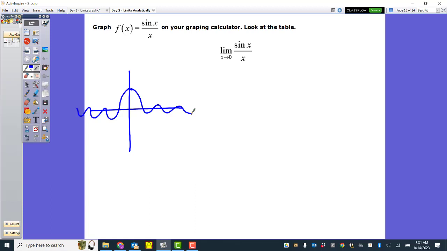This is one of the ones that you just have to know. The limit as x approaches 0 of sine of x over x, even though there's a hole there, is equal to 1. Now, there are a few things we can get from this as well.